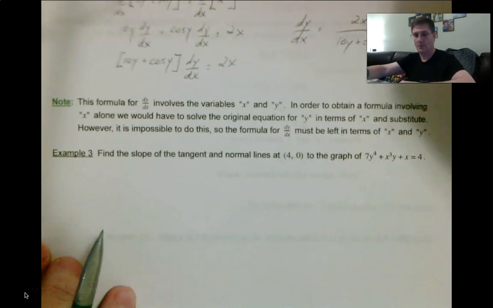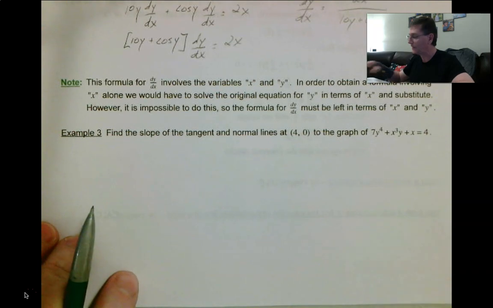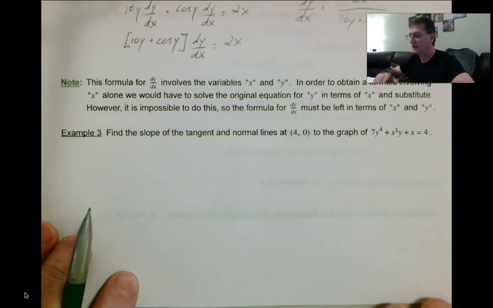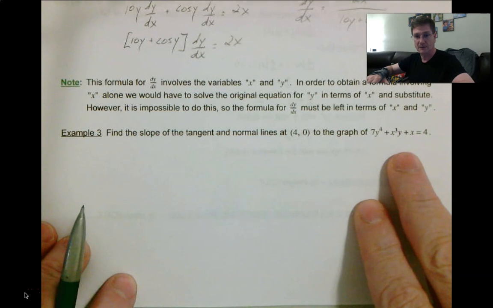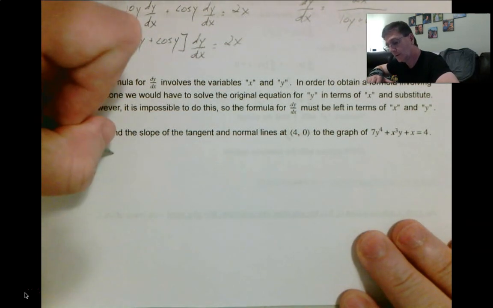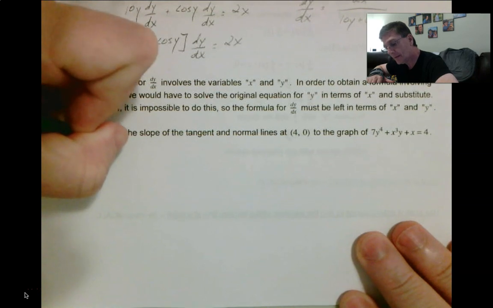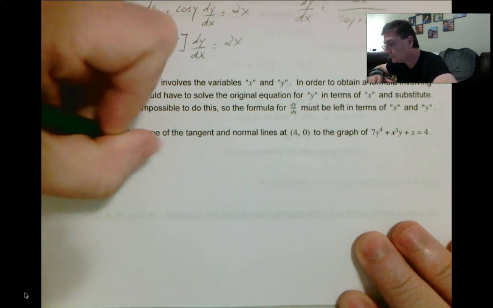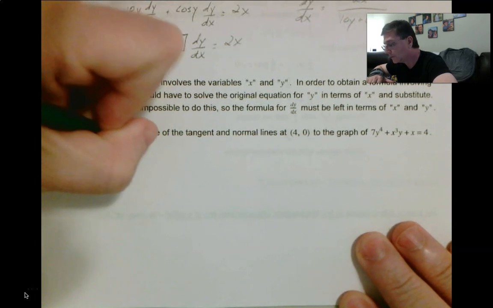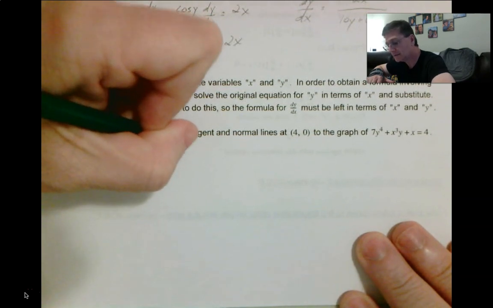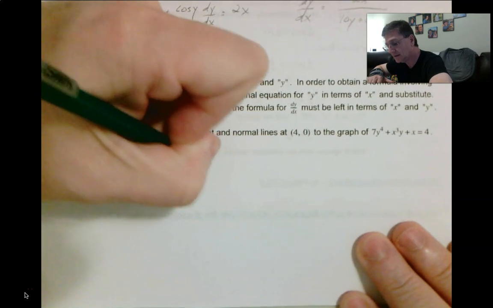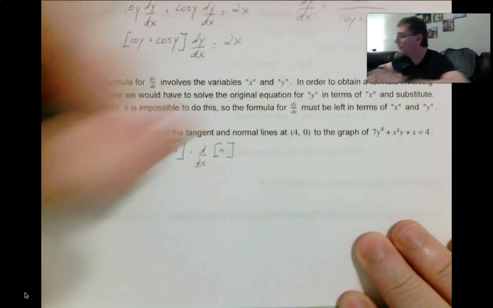Example 3, we want to find the slope of the tangent and the normal to this particular curve at the point (4, 0). So this particular curve is 7y to the 4th plus x cubed y plus x equals 4. Again, impossible to solve this for y. So d/dx of 7y to the 4th plus x cubed y plus x equals d/dx of 4, the right-hand side.